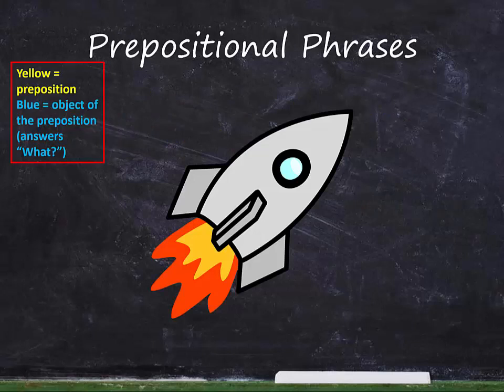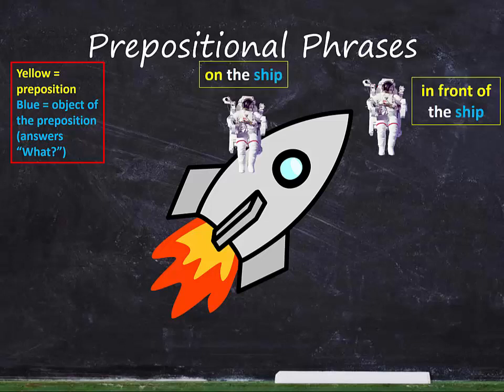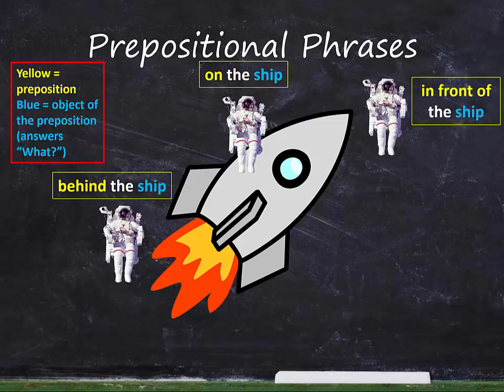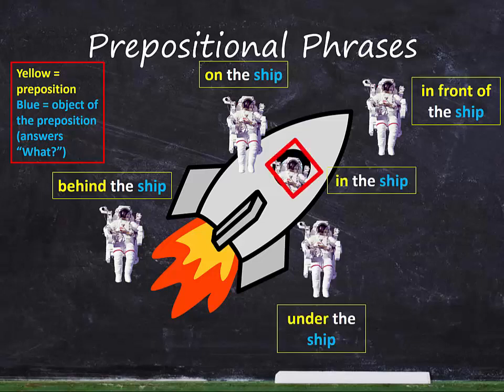We have prepositional phrases that describe where our astronaut is. On the ship, in front of the ship, behind the ship, under the ship, and in the ship. The words in yellow are prepositions and the words in blue are their objects. Everything from the preposition to its object is part of the prepositional phrase, the entire group of words that goes with the preposition. Notice that we have nouns in these phrases but no verbs.